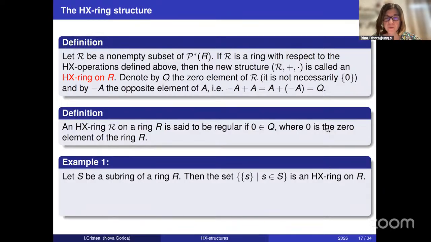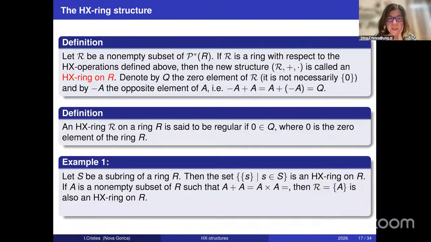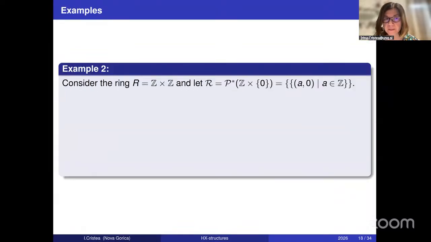As an example, this is, I would say, a trivial example. If S is a subring of a ring R, then the set containing just singletons is an HX ring on R. If A is a non-empty subset of R such that A plus A equals A times A equals A, so it's idempotent, then the set containing just the element A is also an HX ring, and these are trivial examples of HX rings.